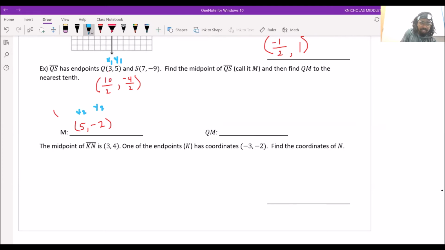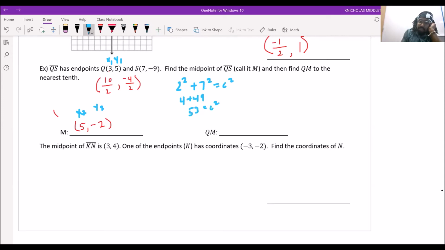I can plug it into that distance formula if I'd like, but like I said earlier, thinking of it as Pythagorean's theorem makes it a little bit easier for me. So I'm going to say, okay, the X's are how far apart? Well, 3 and 5, they're 2 apart. 2 squared. The Y's are how far apart? 5 and -2, they're 7 apart. Equals C squared. So I have 4 plus 49, or 53.